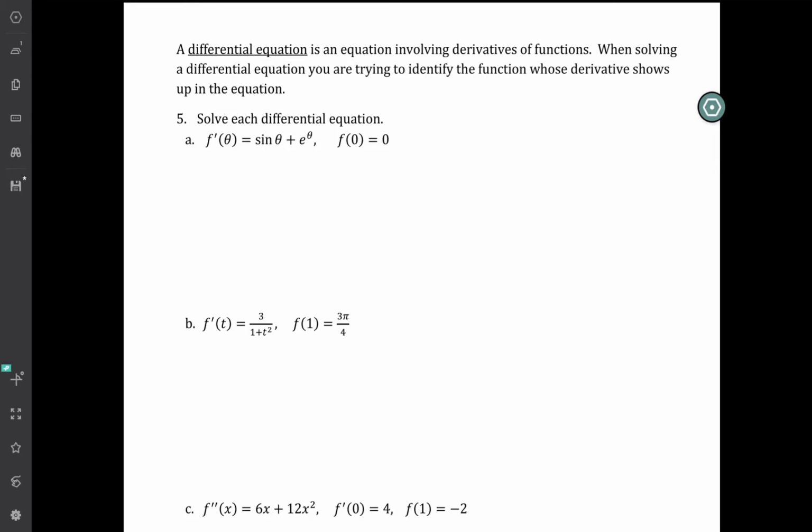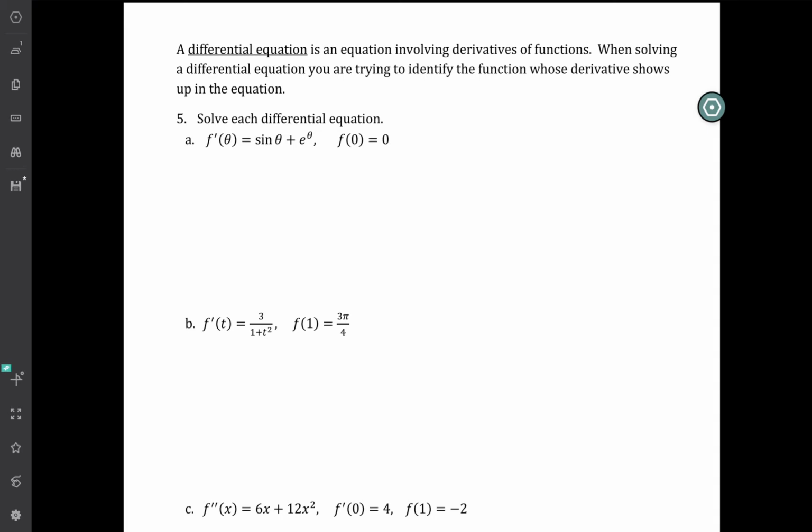Hi everyone. I'd like to work on one more example for the antiderivative section. In this one, we just want to rephrase things a little bit. So here, what we're going to look at is a basic differential equation, but really everything we've looked at so far has been a basic differential equation. We just haven't really worded it that way.